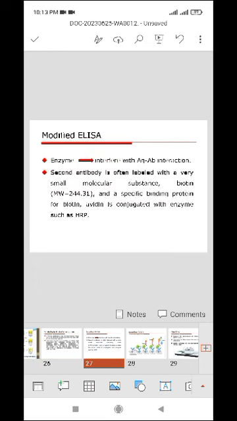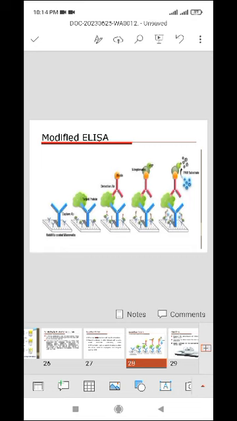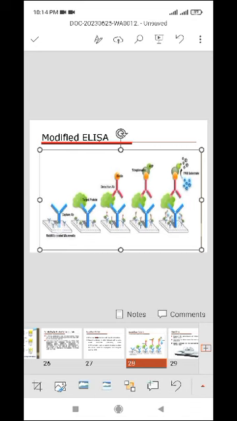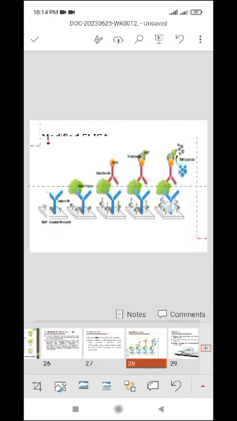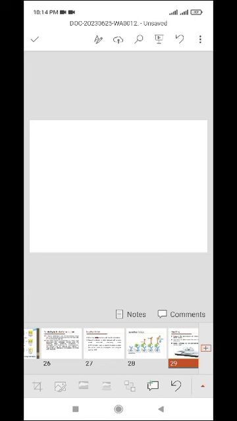Modified ELISA. Enzymes may interfere with the antigen-antibody interaction. The second antibody is often labeled with a very small molecular substance, biotin, and a specific binding protein for biotin, avidin, is conjugated with enzymes such as HRP. Capture antibody is added, and then the target protein will bind to it. Detection antibody, streptavidin or TMB substrate will bind to it.